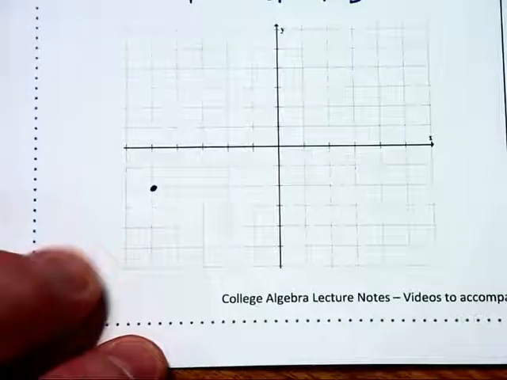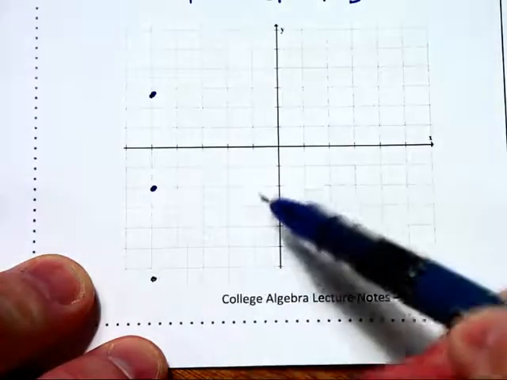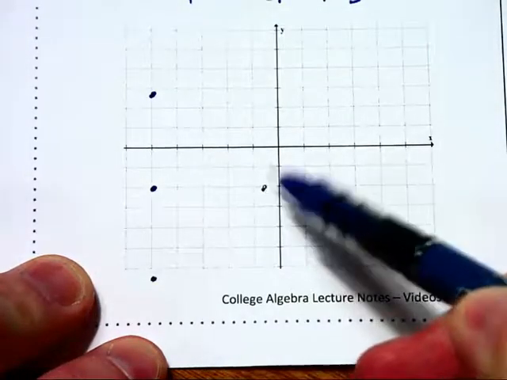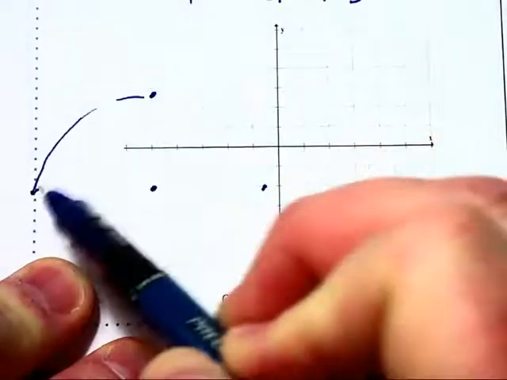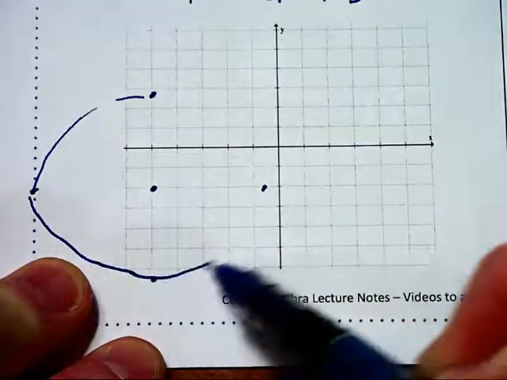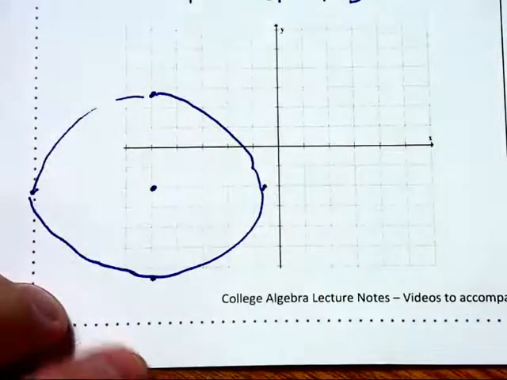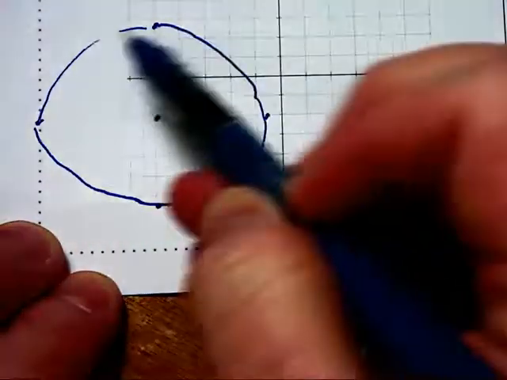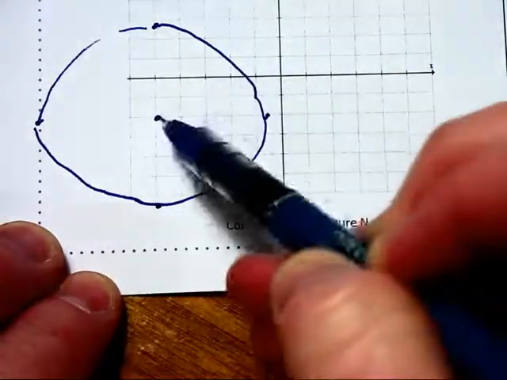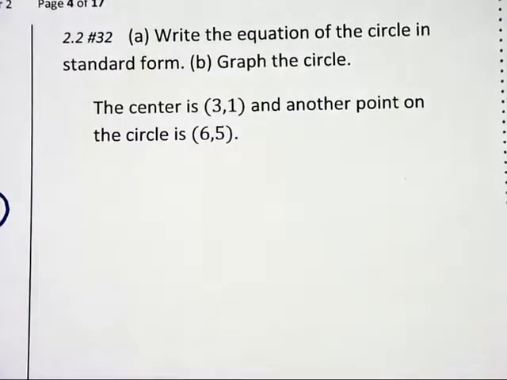On our graph, we're going to go 4.5-ish up, 4.5-ish down, 4.5-ish right, and 4.5-ish left, and those will be the points through which we will draw our hopefully not too deformed circle. And the circle is the set of points, the blue curve itself, that are equally distant away from this point called the center.